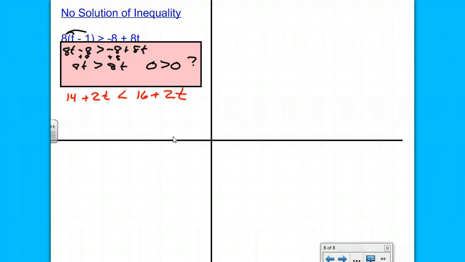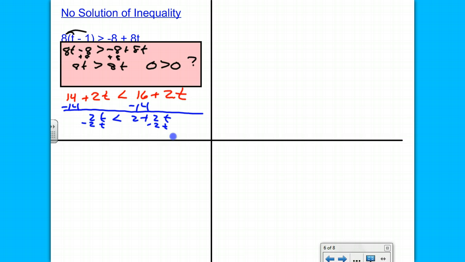Subtract 14. Okay, a person might subtract 14. So you would end up with 2t is less than 2 plus 2t. Okay, and then what would the person do? We'll subtract 2t. He's trying to move the t's together, so subtract 2t. But when he does, he gets this. 0 is less than 2. And the t's are gone.